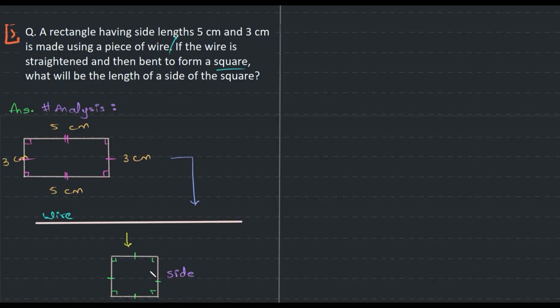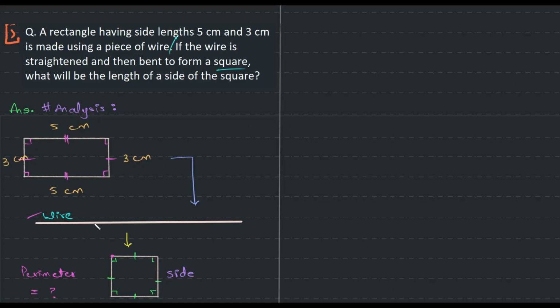Now, how do we figure out this length? So what is the thumb rule? We need to know the perimeter. How do you figure out the perimeter? Perimeter is nothing but, if I start from one end, go round and come back, that's the perimeter. Now, how will I know the perimeter? It's nothing but the length of the wire.